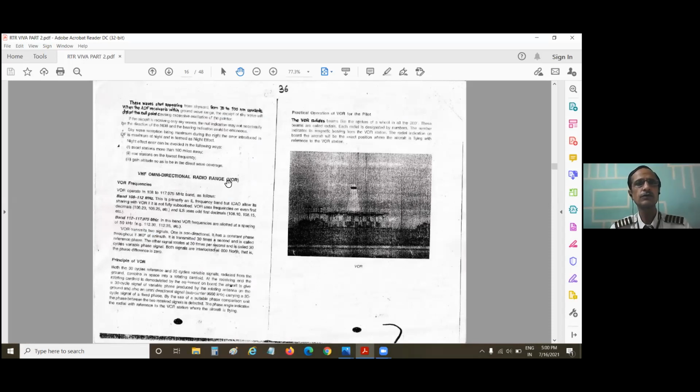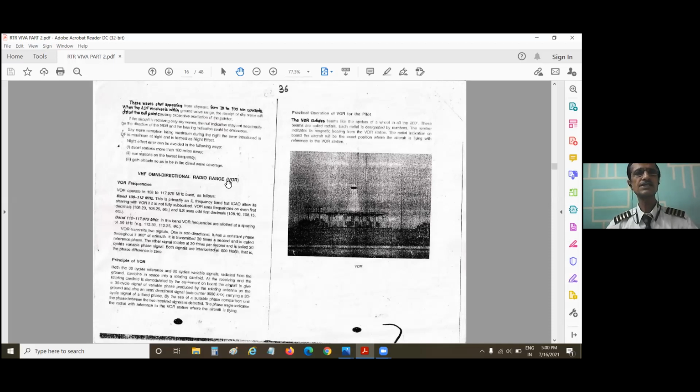The full form of VOR is V for very high frequency, VHF. O for omnidirectional, and R for radio range. This is the full form of VOR, VHF, omnidirectional radio range. We know a lot of things when you look at this sentence. VHF means very high frequency.